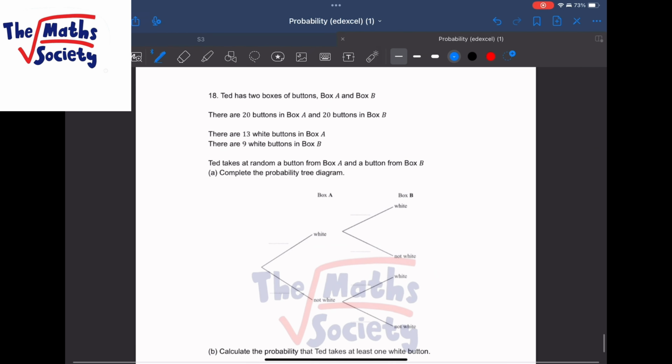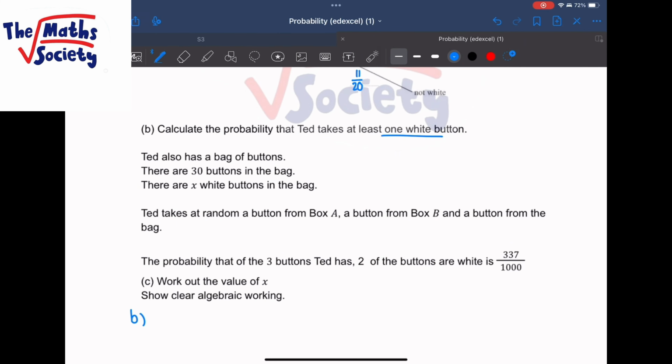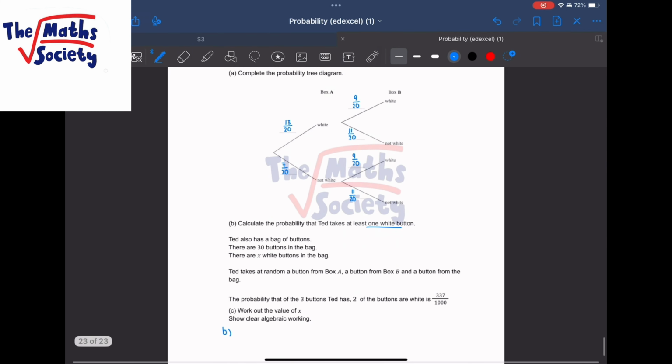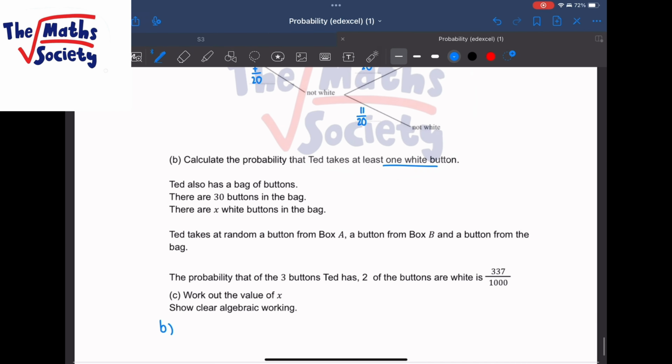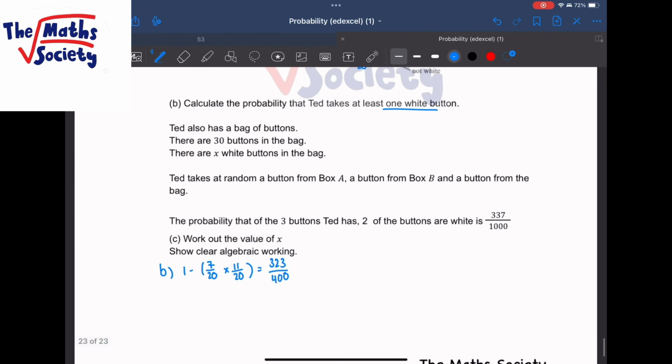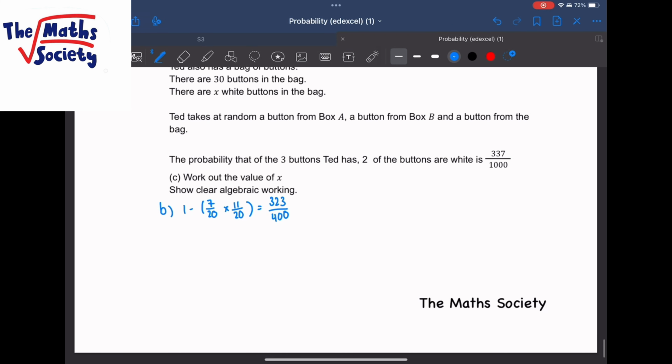Okay, so it says calculate the probability Ted takes at least 1 white button. We need to make sure that just 1 white, at least 1, so we can just subtract from 1 the case where it is not white and not white, right? So 1 minus 7 by 20 multiply 11 by 20, where you will get 323 by 400. Okay. And then we have C.